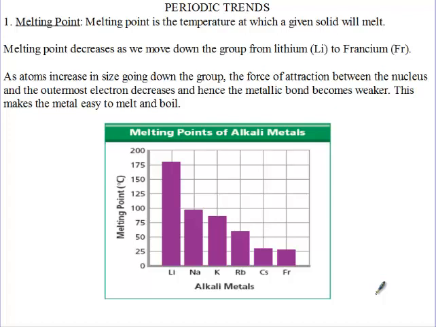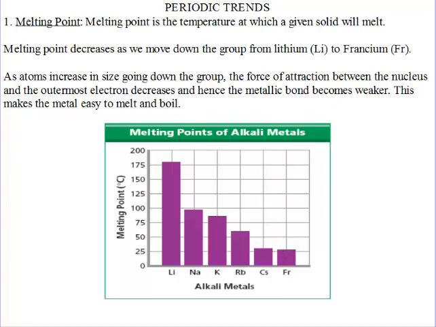Now, as we move down the group from lithium to francium, melting point decreases. So if you want to heat lithium to a liquid, the temperature will be 175 degrees Celsius. Whereas for francium, you only need about 25 degrees Celsius to change it to a liquid.